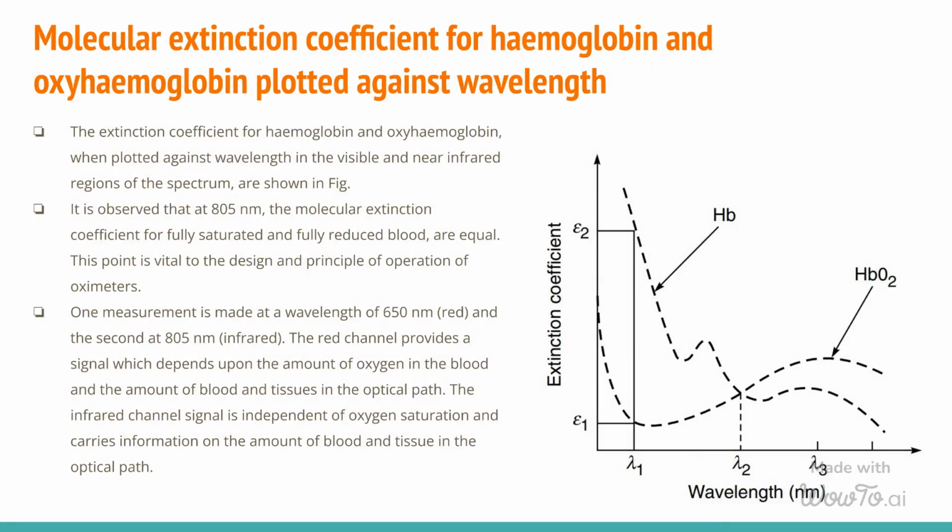In the field of biochemistry, the molecular extinction coefficient is a measure of how much a particular molecule absorbs light at different wavelengths. For hemoglobin and oxyhemoglobin, the extinction coefficient can be plotted against the wavelength of light to reveal their unique absorption patterns. This information is crucial in various applications, such as determining the concentration of these molecules in a sample or studying their behavior in different environments.